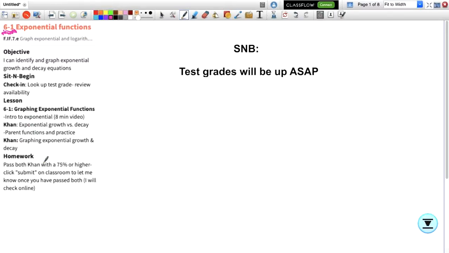This Khan Academy practice is your homework, okay? So your goal is to pass both of these Khan Academy skills with a 75 or higher. And remember, because some of you aren't from my original math class, it's really important that you take screenshots when you pass it, and that's going to be what you submit on the Google Classroom, okay, folks? So exponential growth versus decay, and then we'll learn about the parent functions and how to actually go about graphing exponentials, and then you'll hop back on Khan Academy and do some exponential growth and decay graphing.